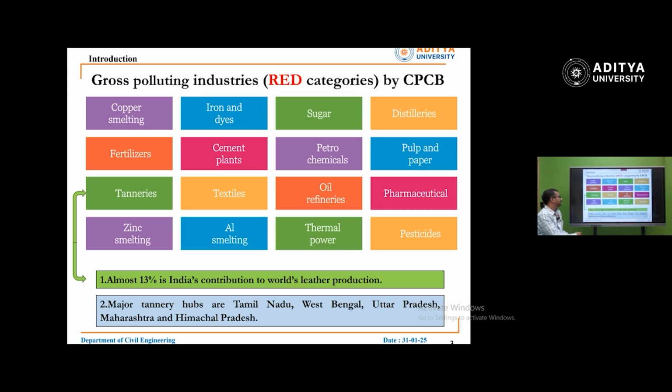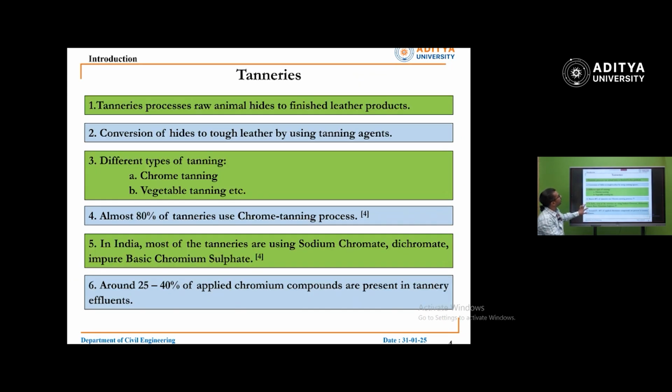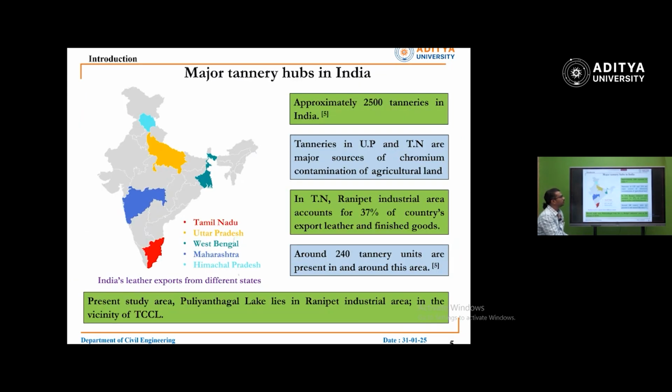India is 13%, it is contributing almost 30% to the world's leather production, and especially the major tannery hubs, as you can see in this slide, Tamil Nadu, Uttar Pradesh. These are the places where they have more number of tanneries. Approximately 2,500 tanneries are currently available in India.